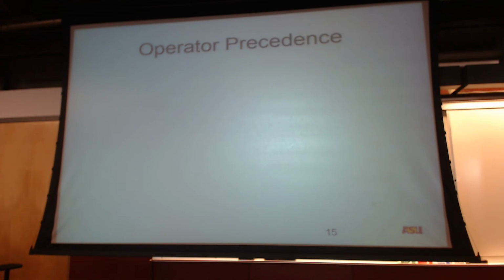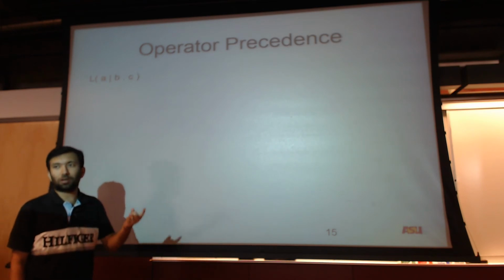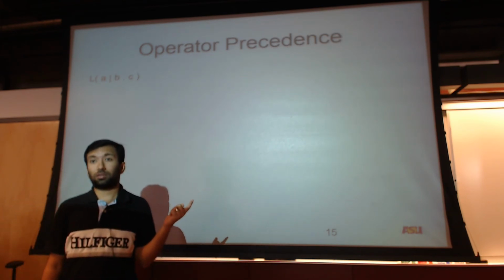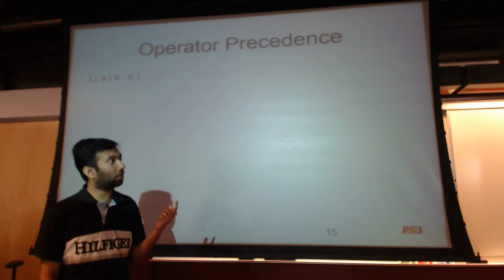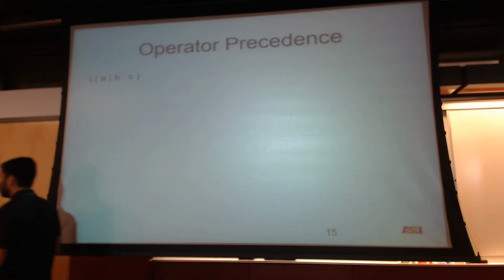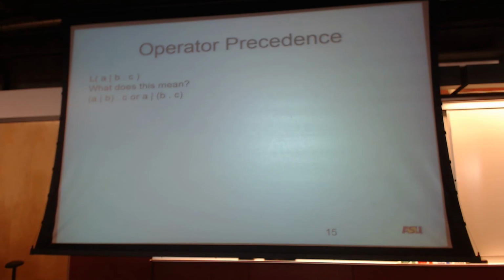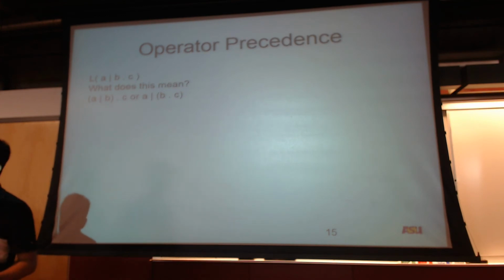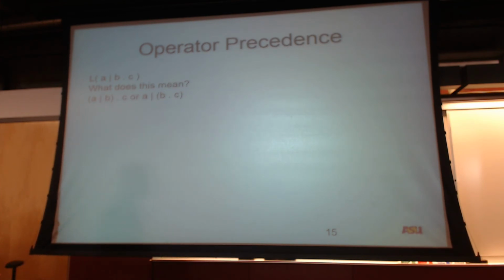Now we have to define some operator precedence, because we can have expressions like A or B dot C. This can lead to ambiguity. You can either consider it as A union B, which you do first, and then dot C, or you can first do B dot C and then union with A. So which one is it? You have to define some precedence.